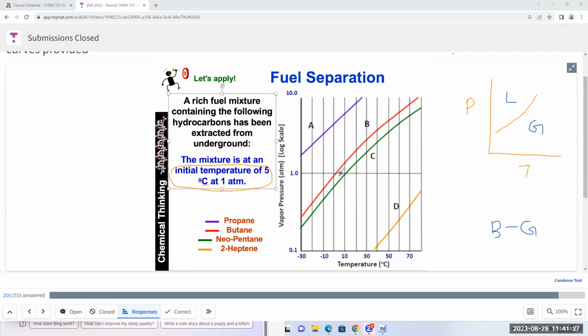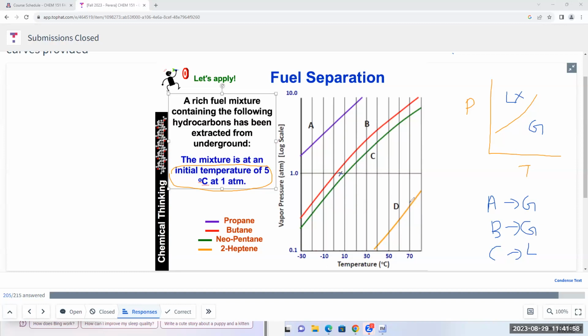And then definitely this point is below the vapor pressure curve of A. Therefore, what should be the phase of A? If you're below the curve, what's your phase? Gas. Therefore, A must be in the gas phase as well. Now, this point over here is above the vapor pressure curve of C. If you're above the curve, what should be your phase? Everybody, if you're above the line, what's your phase? Yeah, you're a liquid.